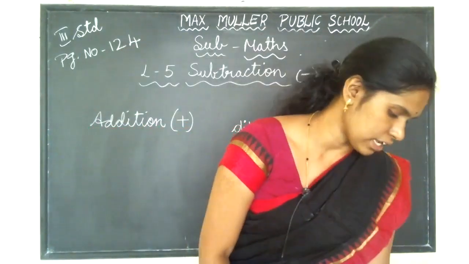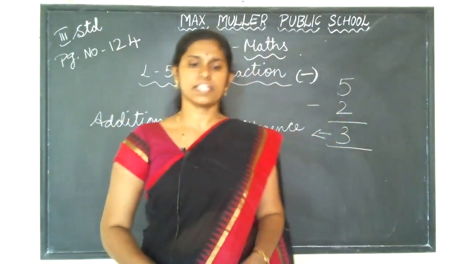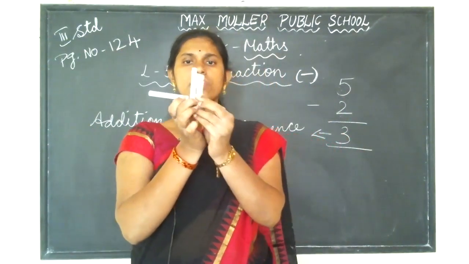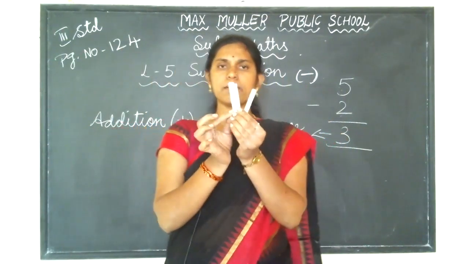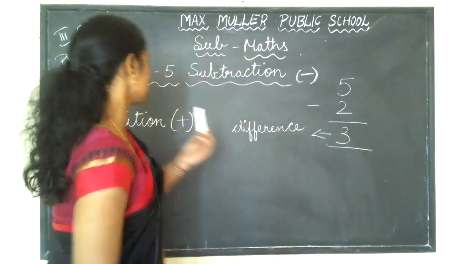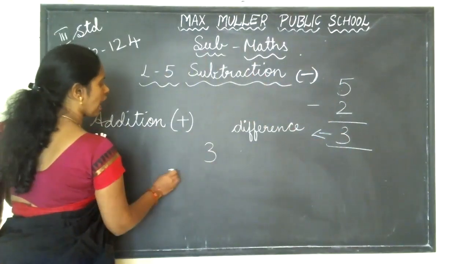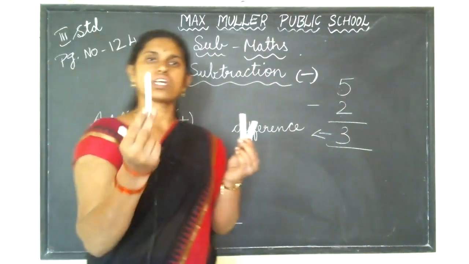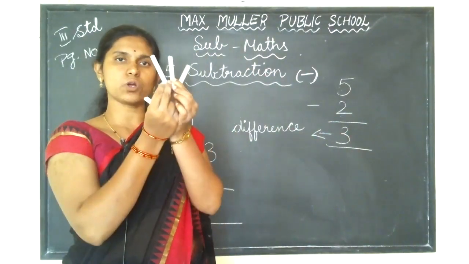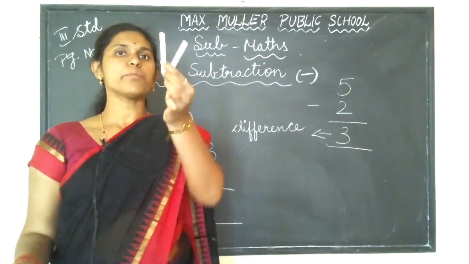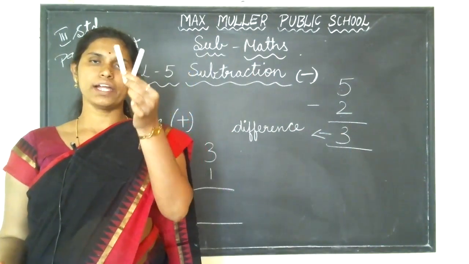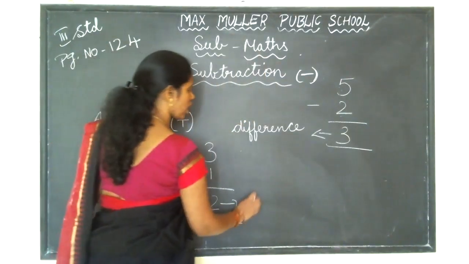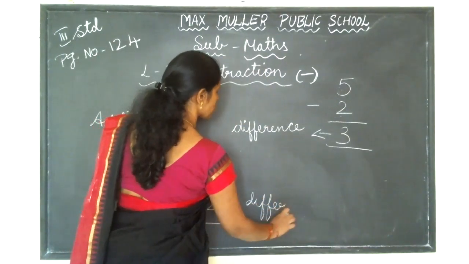Another example I'll give. So here you see how many chalks are there? Count here. 1, 2, 3. So 3 chalks are there. From 3 chalks, I will remove 1 and give it to my brother or sister. So how much is remaining with me? 2 is remaining here. So this is what? Difference.